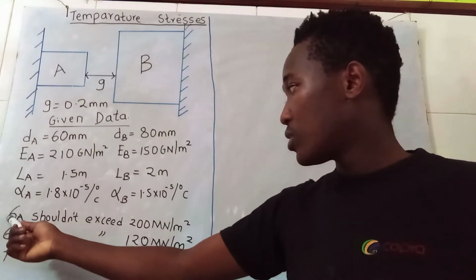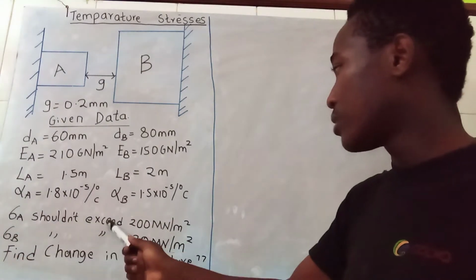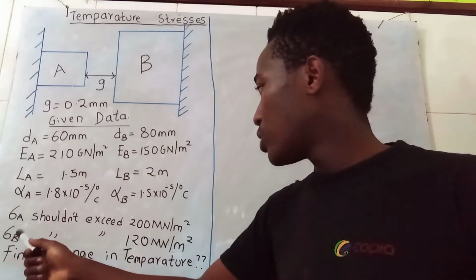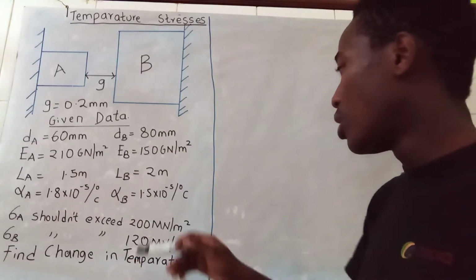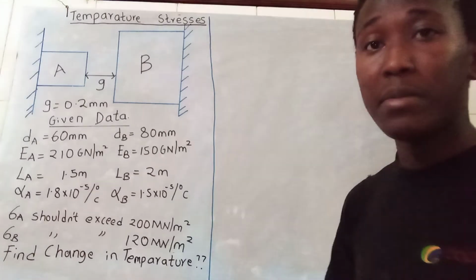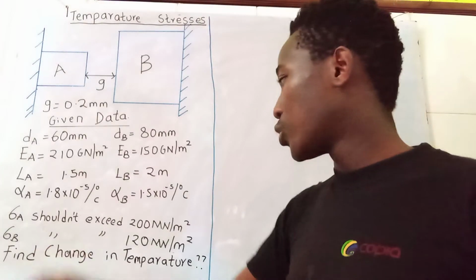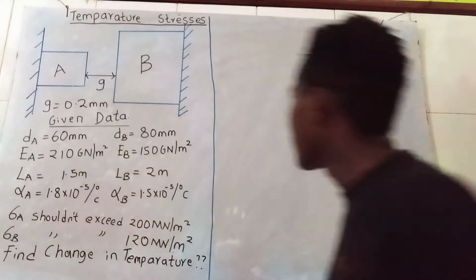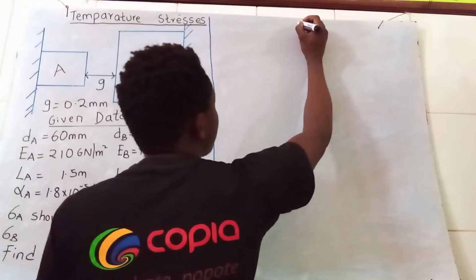Then the stress sigma A should not exceed 200 meganewtons per meter squared, and the stress in B should not exceed 120 meganewtons per meter squared. So we are told to find the change in temperature. So let us solve that.